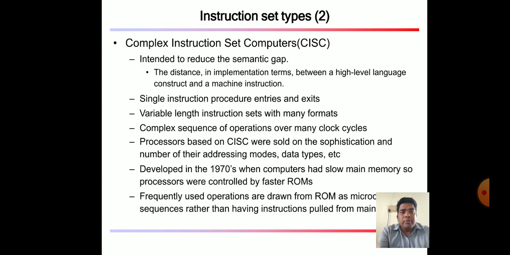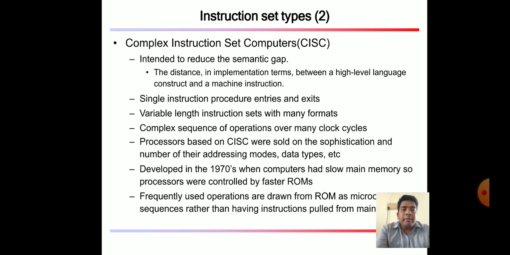So the next instruction set type is 2, that is the complex instruction set computer. In this, the clock rate is very low in the complex instruction set computer, and its cost is more compared to the reduced instruction set computer. It has a multi-cycle execution time, that is it takes multiple cycles for execution, whereas a reduced instruction takes only a single cycle for executing the instruction. It is intended to reduce the semantic gap. I will tell you in the next slide what the semantic gap is.